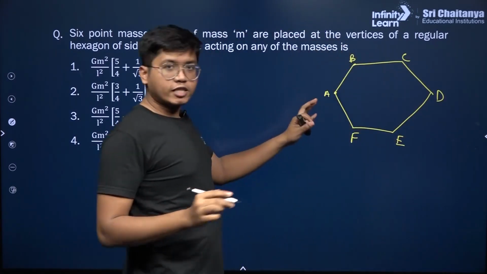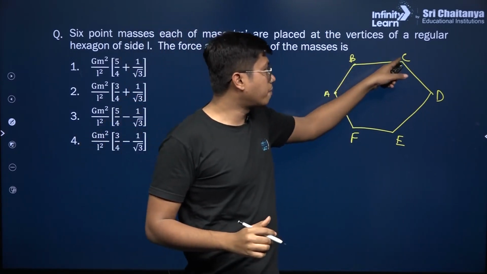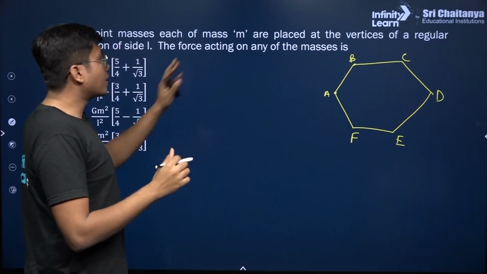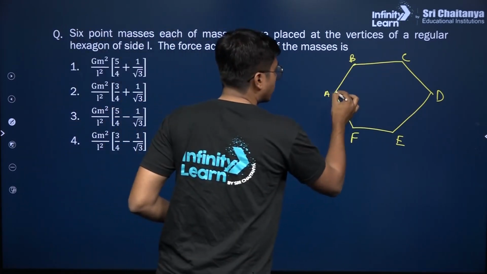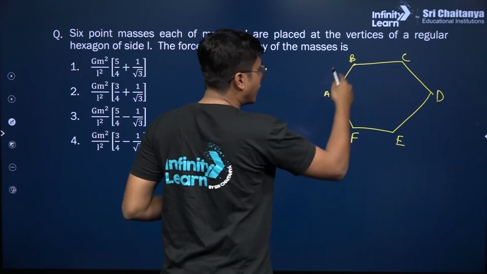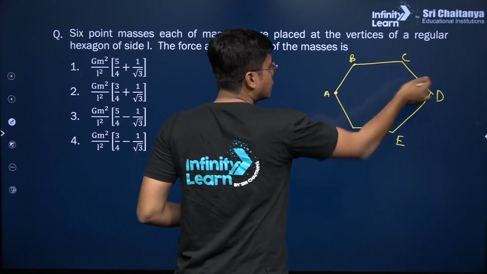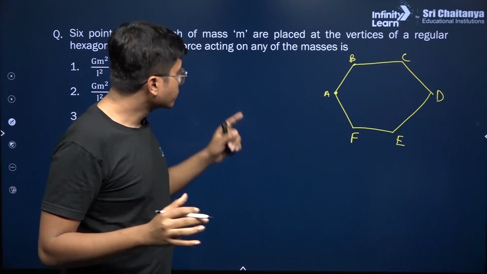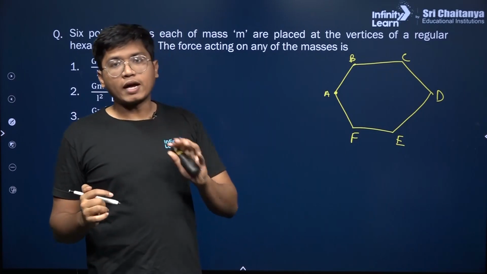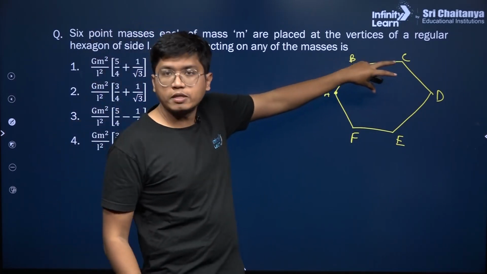Now we want the gravitational force. Suppose there are masses at each of these vertices, and I want the gravitational force at any one of the masses. We choose this mass. We want to find the gravitational force about that mass. So it's going to be attracted by this mass, all of the masses are going to attract it. Now we know the formula for attraction. It is F is equal to Gmm by r square, where r was the distance between the masses.